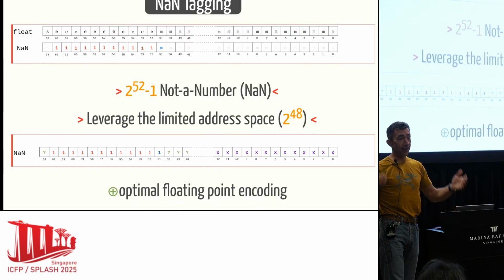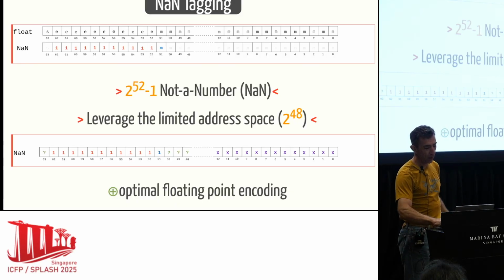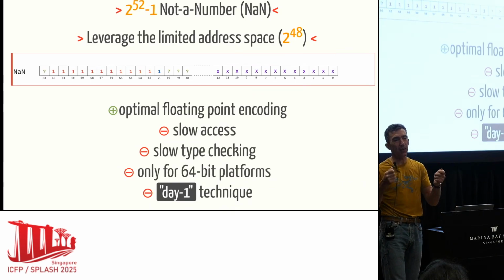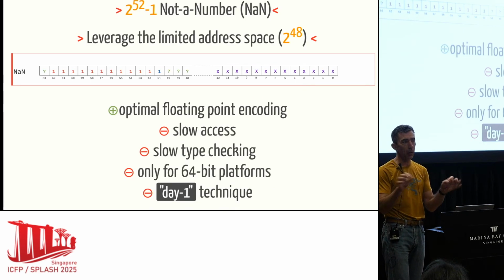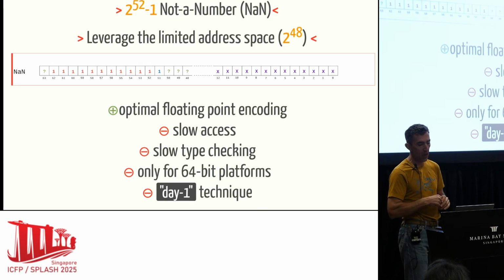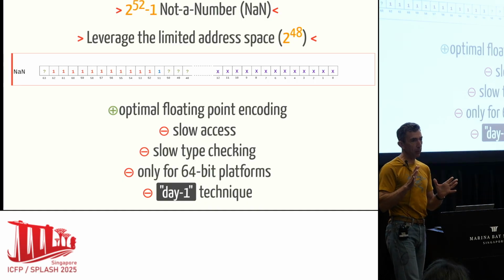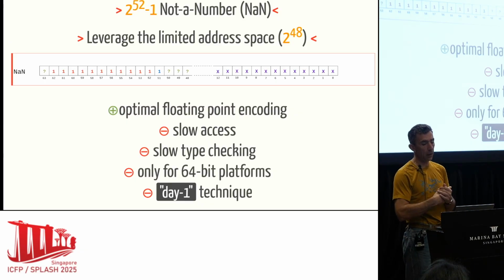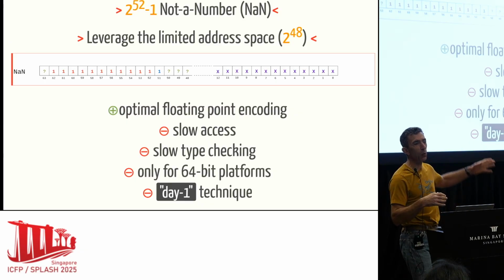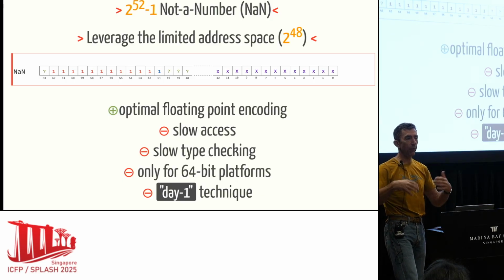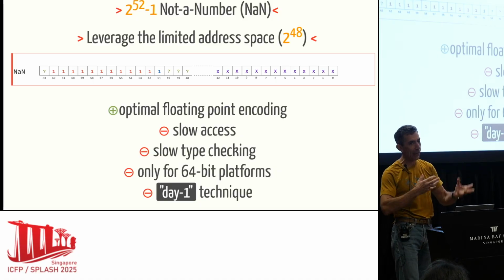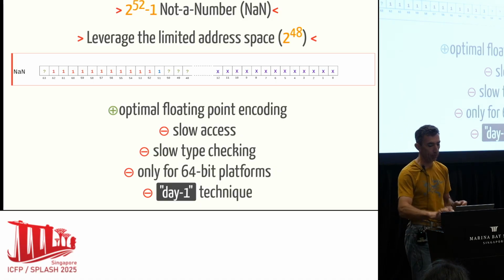This encoding is optimal for floating points because a float is just a float. What else? Well, it has some downsides. It takes a little bit of effort to decode your pointer. You have to get rid of the extra bits. The type checking will be a little bit slow because you have to find where the bits are and extract them. It works only on 64-bit machines, and it is what I would call a day 1 technique, meaning that if you already have a running system that is not prepared for NaN tagging, adapting it is not that trivial.